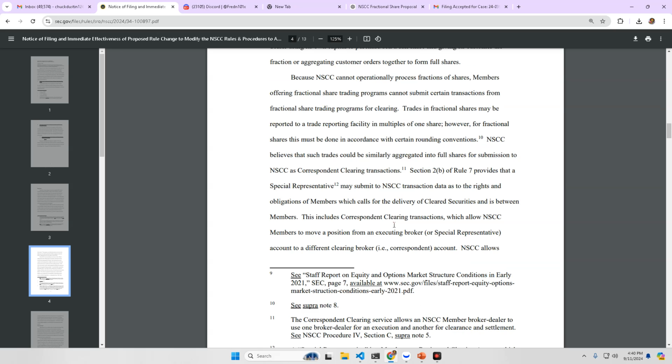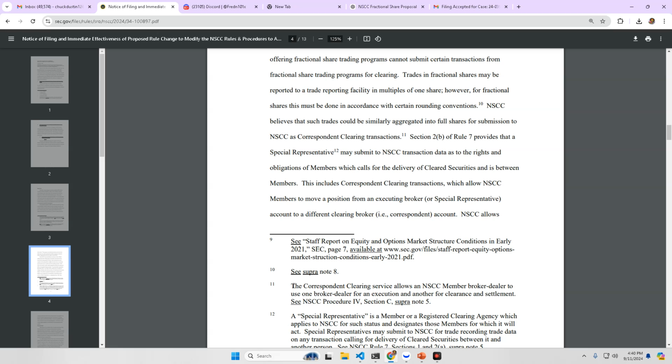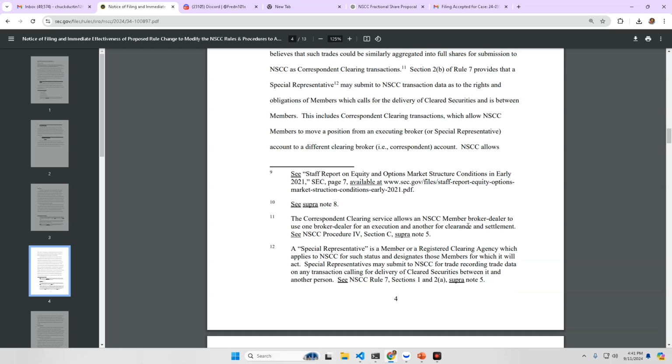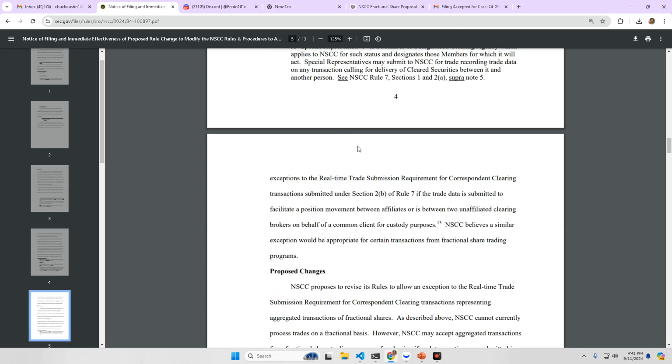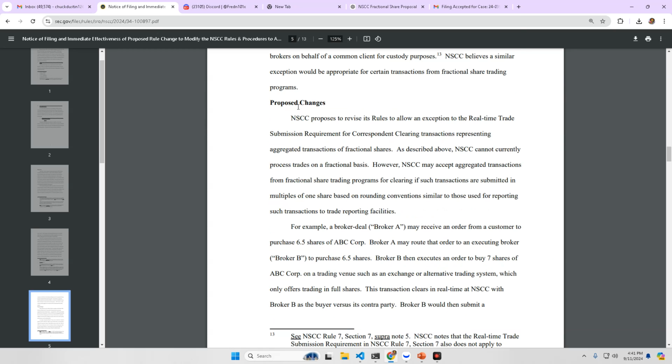NSCC believes that such trades could be similarly aggregated into full shares for submission to NSCC as correspondent clearing transactions. A note here gives a definition: the correspondent clearing service allows an NSCC member broker-dealer to use one broker-dealer for an execution and another for clearance. So there you go. One broker-dealer can be used for an execution of a trade, and another can be used for clearance of a trade. This is how they're going to get around their problem of not being able to settle a full share. So they're going to propose a change, which they do here.